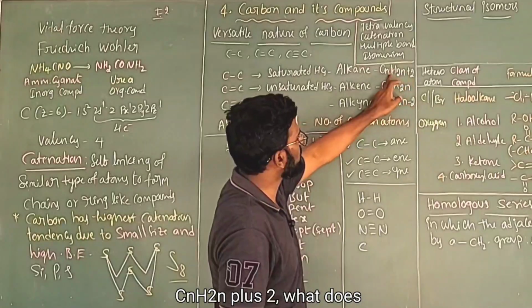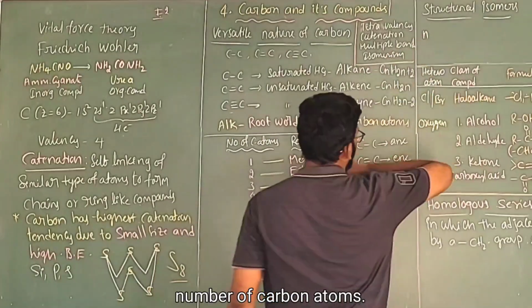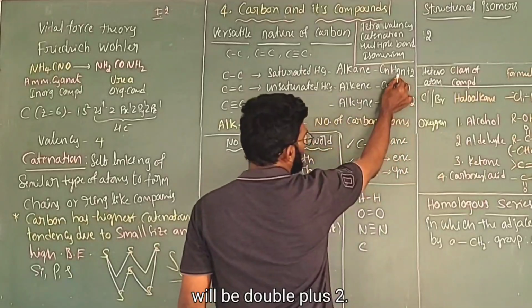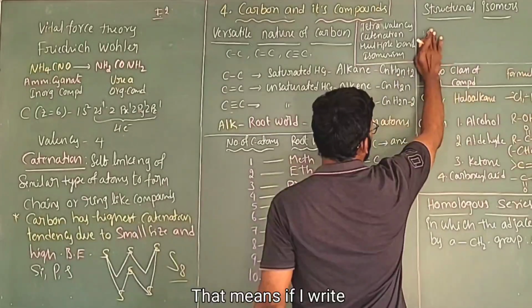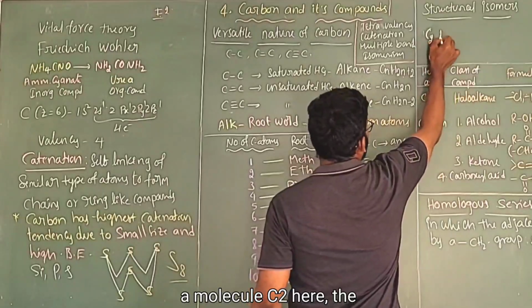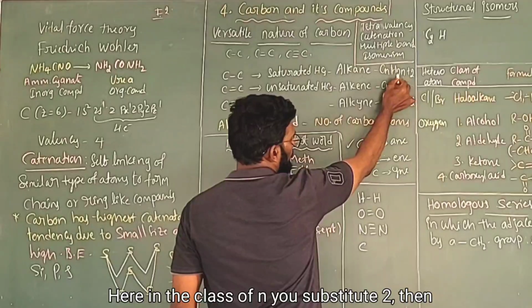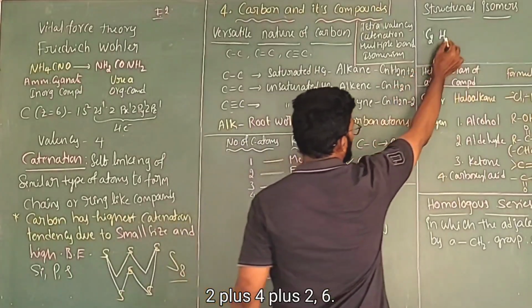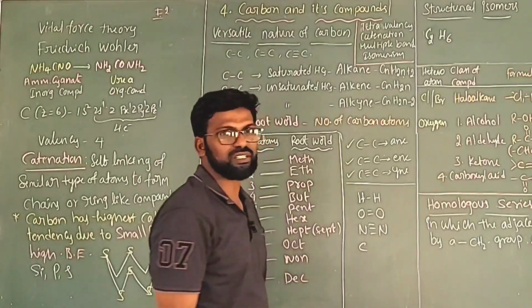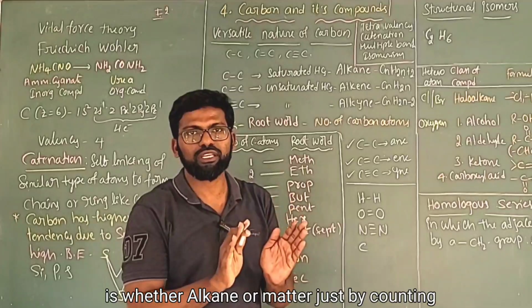CnH2n+2. What does it mean? Here n represents the number of carbon atoms. If the number of carbon atoms is 2, the hydrogens will be double plus 2. That means if I write a molecule C2 here, the number of hydrogens will be 2 twos in the place of n, you substitute 2, then 2 twos are 4, plus 2 is 6, C2H6. That's an alkane. You can easily identify whether the given compound is an alkane or not.